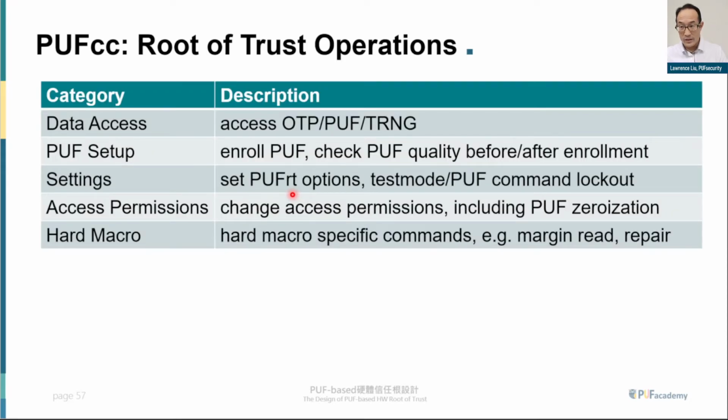So starting with the root of trust operations, basically the PUFrt operations. These categories are the same as listed for PUFrt. So we're not going to go through each one again, but we can just go over the categories. The data access, the setup of PUF, option settings, access permissions, and hard macro operations. So these can be found in more detail in the section related to PUFrt.